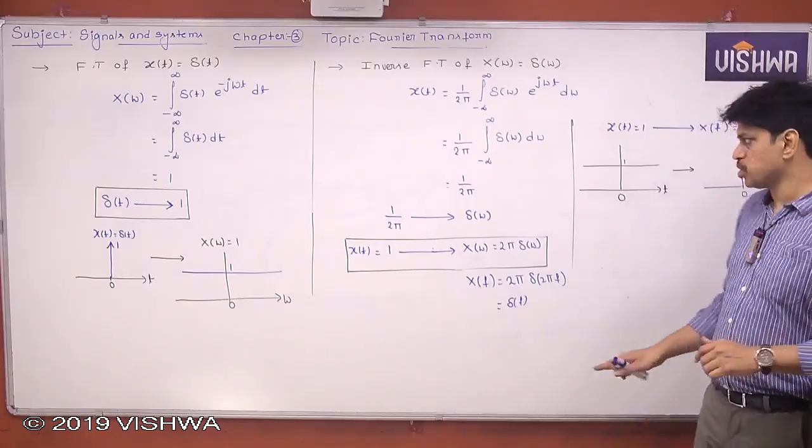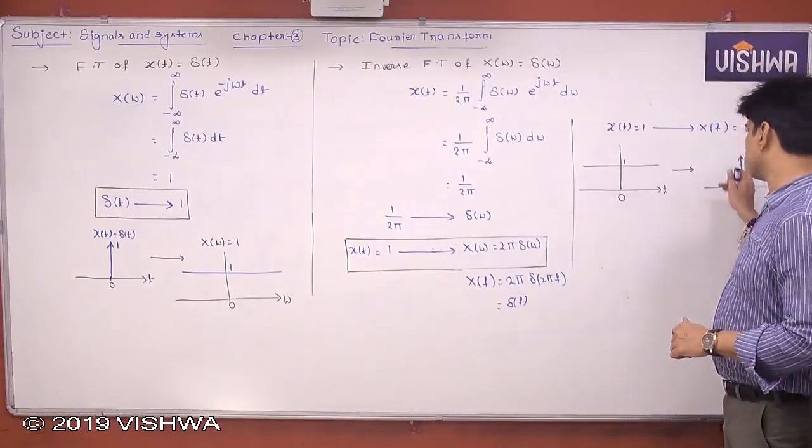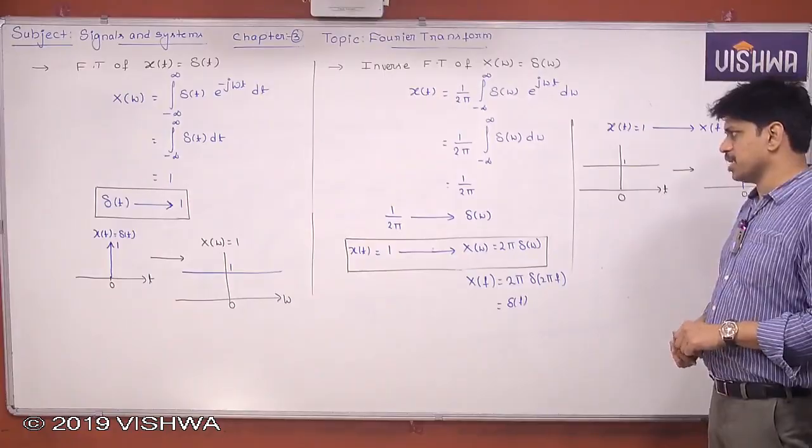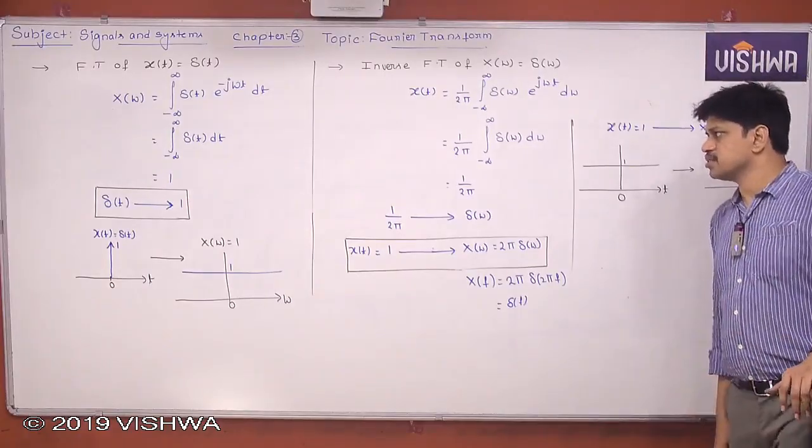Okay, so I hope you understood. A DC signal has a single frequency, that's why we get one impulse function at omega equal to 0. Take this.